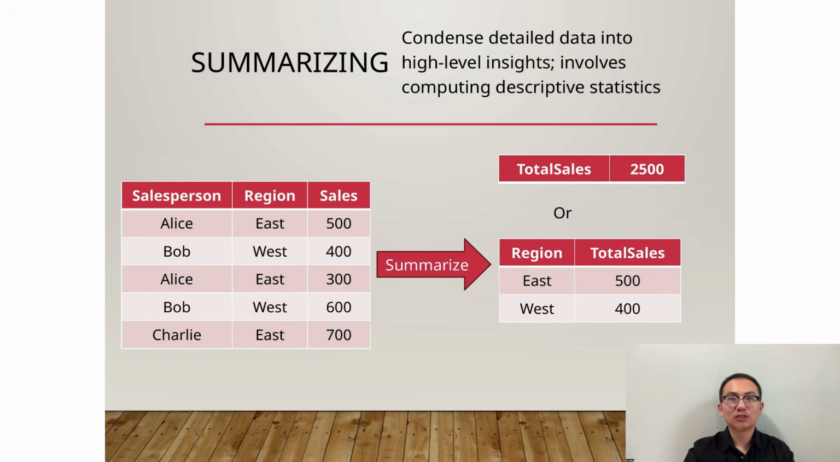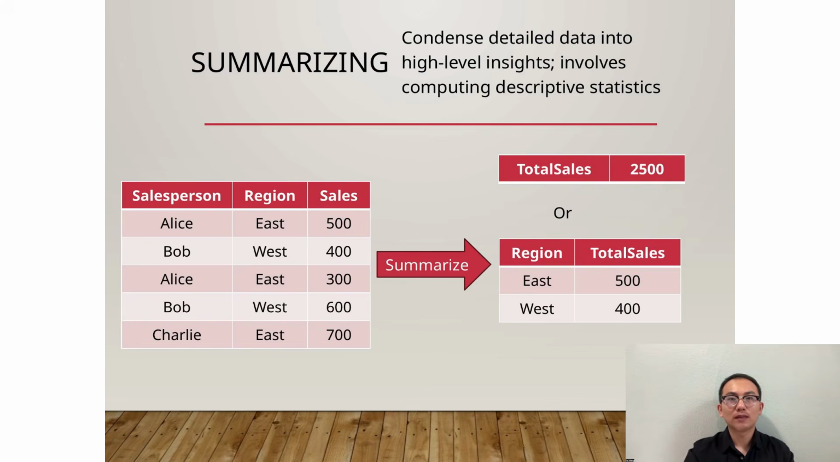Another common aggregation technique is computing descriptive statistics, things like the sum, average, count, minimum, maximum, or standard deviation. You can apply these either to the entire dataset or within specific groups. The idea is to summarize the data in a way that makes it easier to understand and use. Instead of looking at every single row, you get a big picture view that supports better decision making.